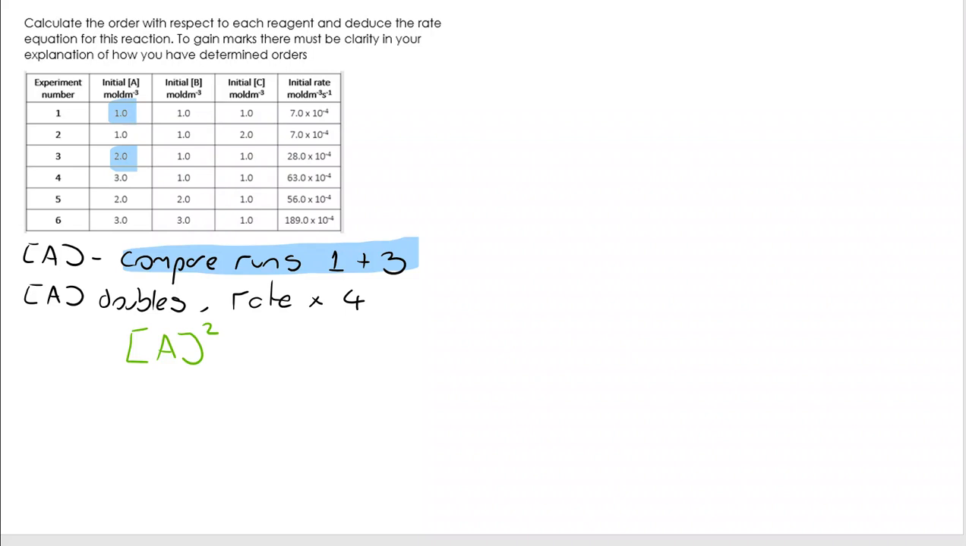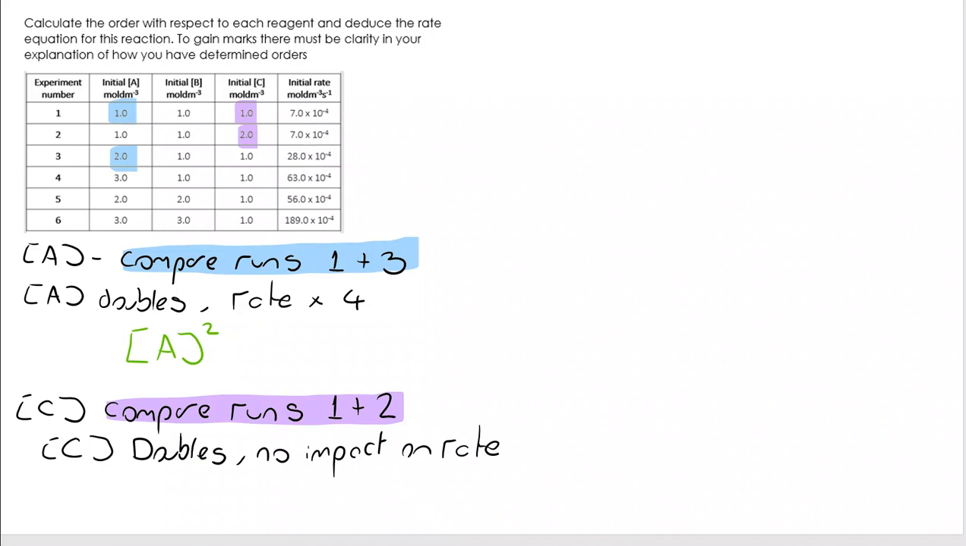I'm going to go to C next. You don't need to do these in order. And if I look at C, I'm going to compare experiments 1 and 2, where I'm not changing A or B's concentration, but I'm doubling the concentration of C, and I can see that has no impact on rate.